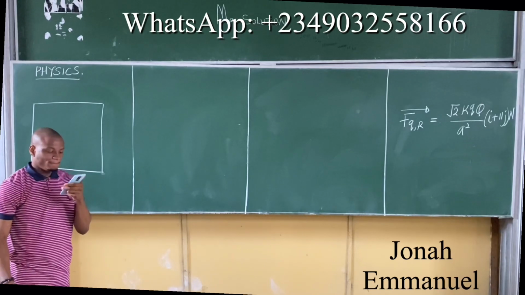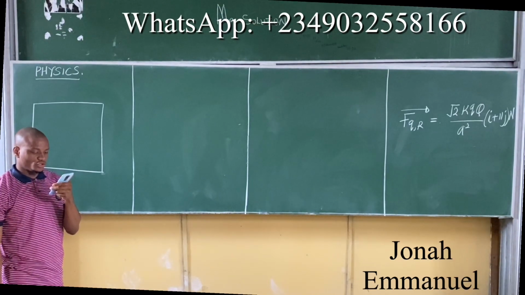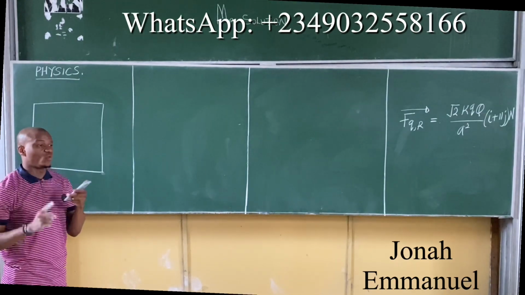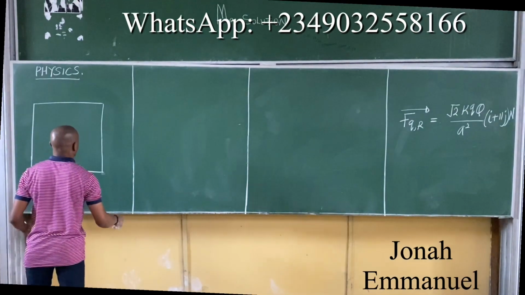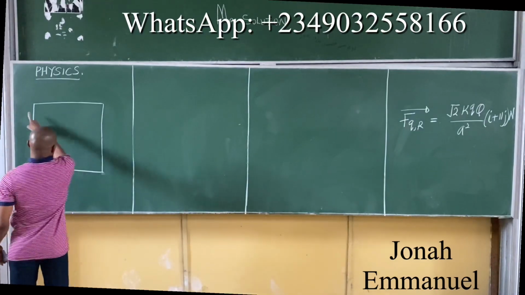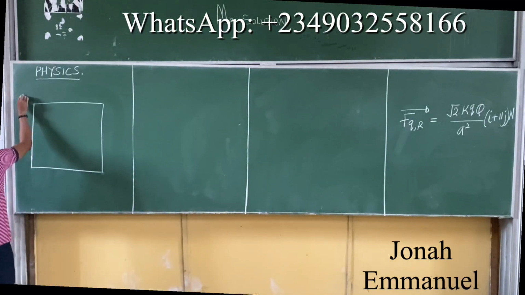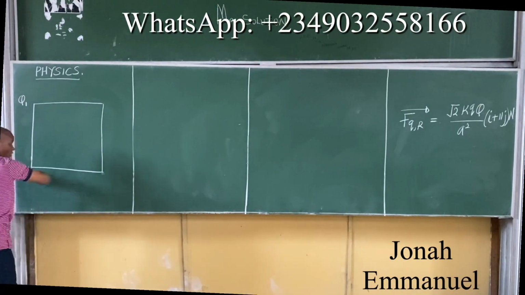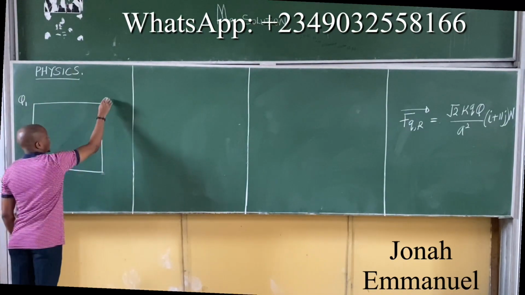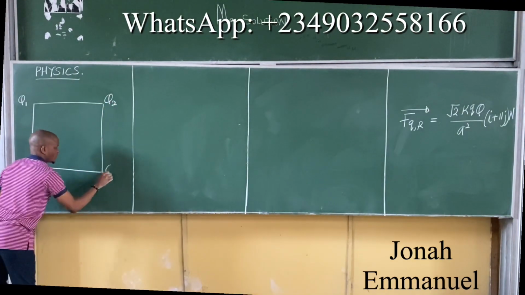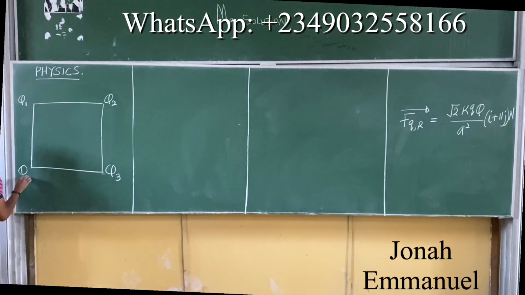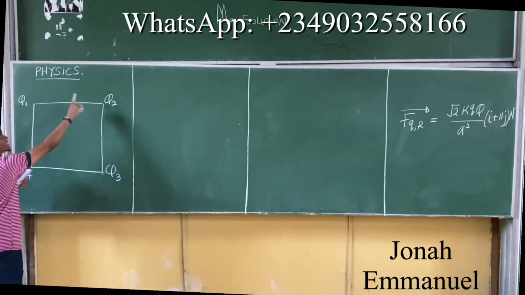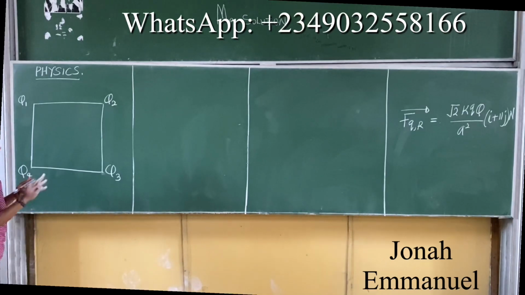Next they said Q1, Q2, Q3, Q4 at the four corners, starting with charge Q1 at the top left-hand corner. So Q1 is here, top left. They said I'm moving in a clockwise direction, so clockwise is this way. Next up is Q2, next Q3, next Q4. All of these have their values, but let's keep it plain for now.